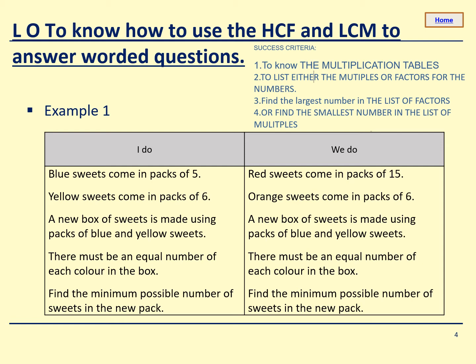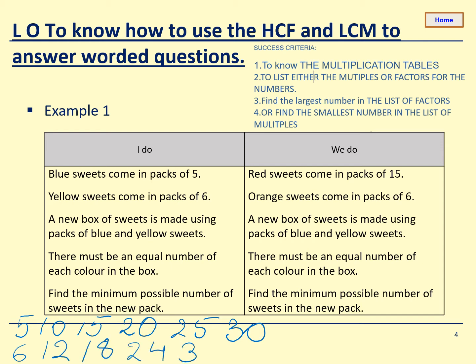So to do that I need to find multiples of 5. So 5, 10, 15, 20, 25, 30. I'll stop here. And now I will find multiples of 6. So it's our numbers from the 6 times tables. So 6, 12, 18, 24, 30, 36. Oh, I've got my lowest common multiple.